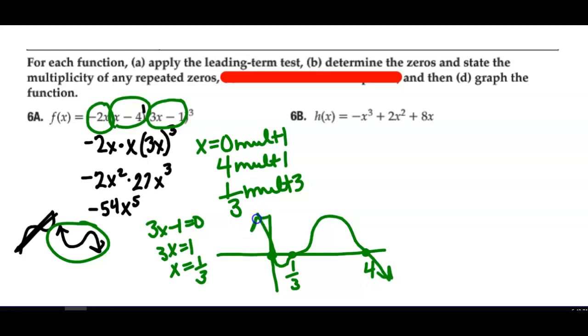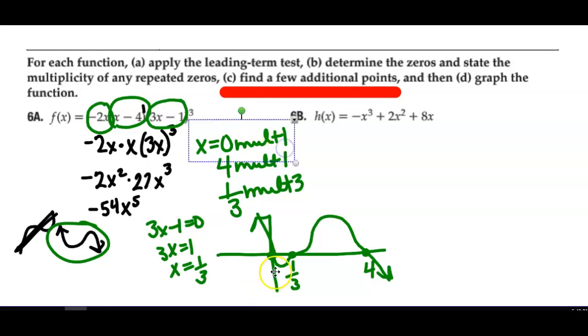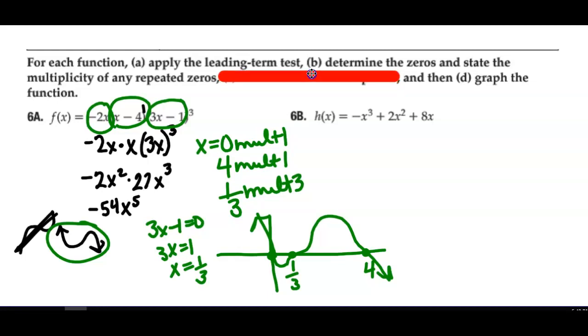All right, so it said apply the leading term test, determine the zeros, and state the multiplicity. And underneath here, guys, it said, then find a few additional points. This is how Hofbauer had to graph. When I did not have a graphing calculator back when I was in school, I had to find a value in between here to figure out how low this went. And over here, I had to plug in a 2 and a 3 to figure out how high this went. You can just use your graphing calculator. So we're just going to skip this. I just want a general shape anyway, and then graph the function.